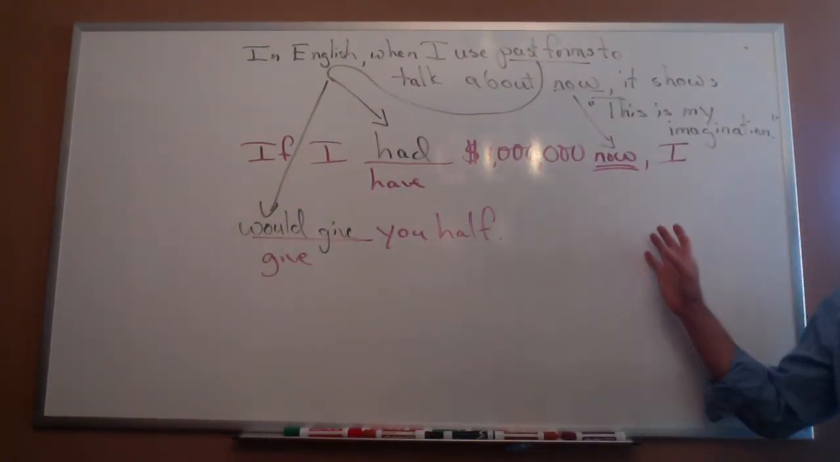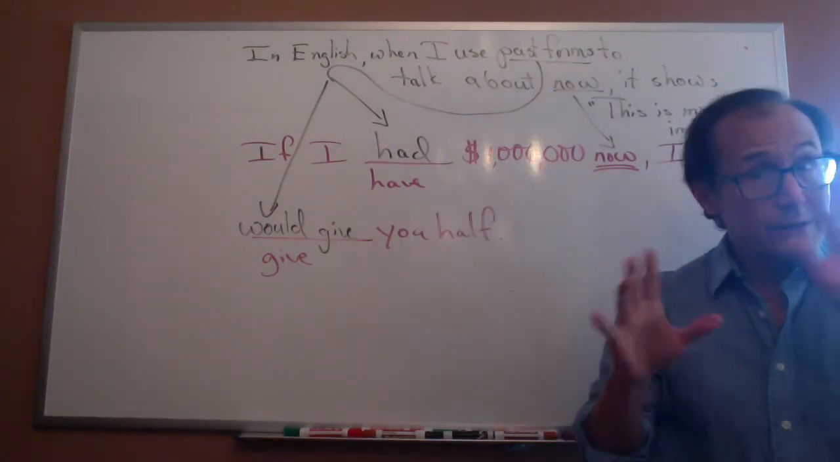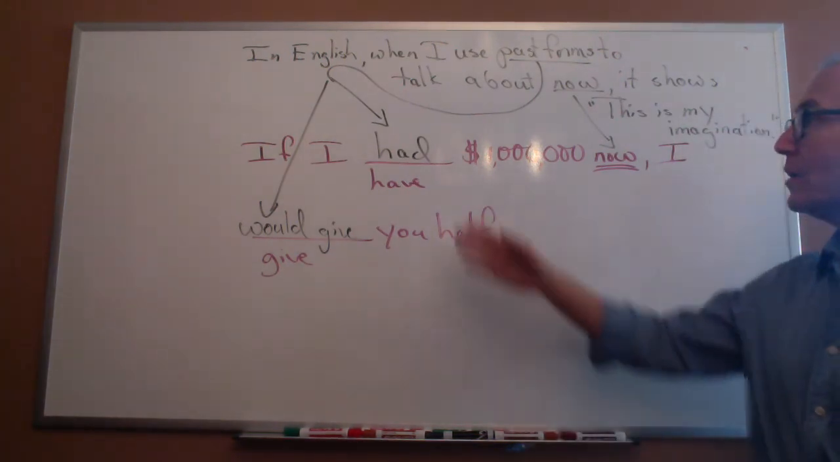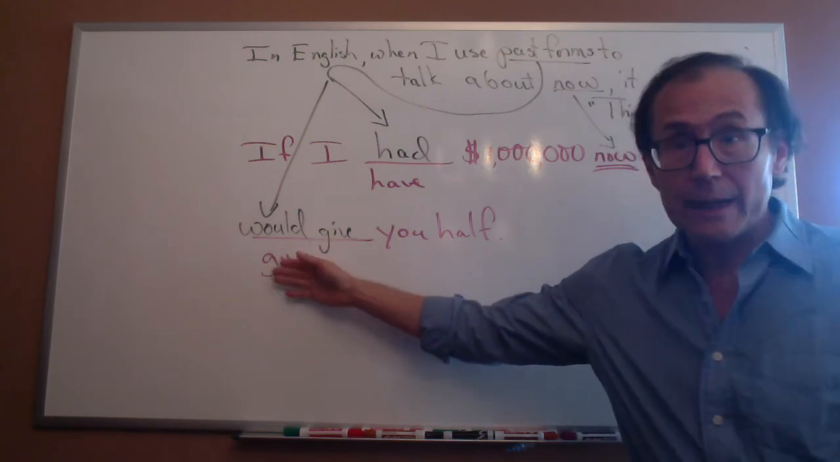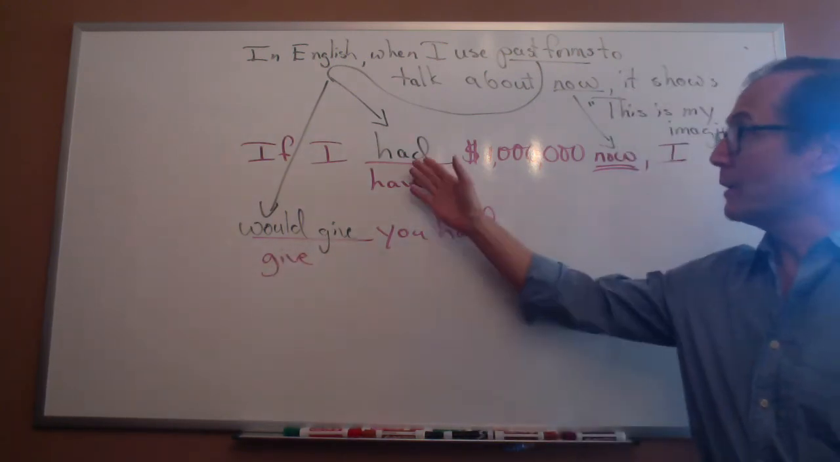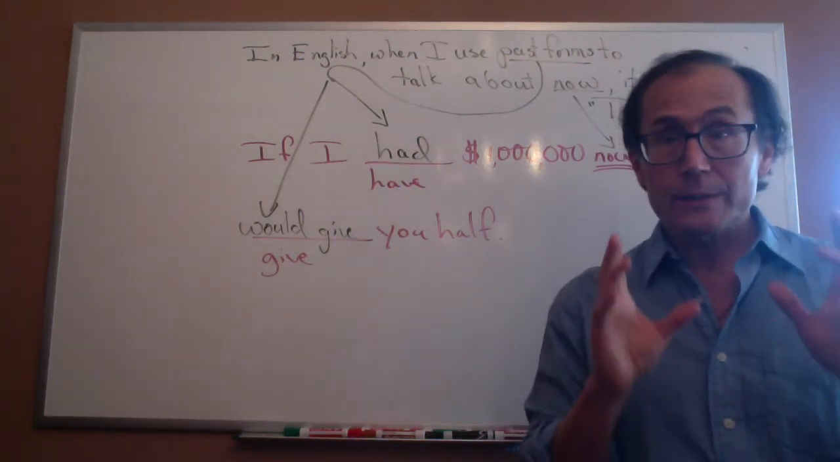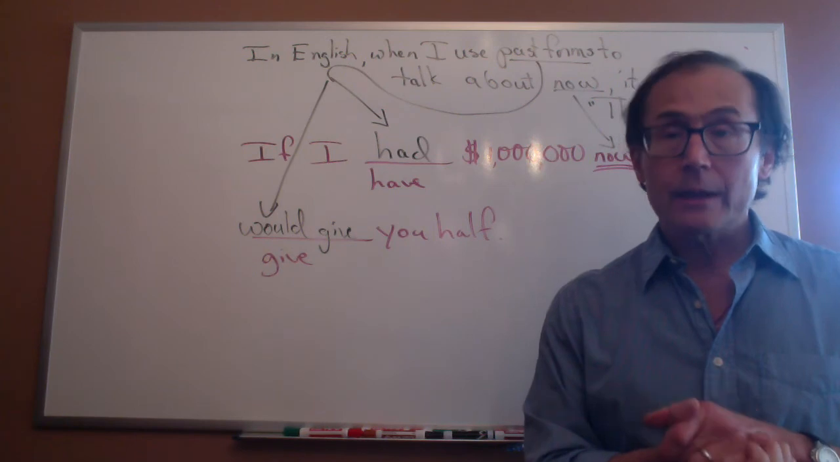Now, you might notice, or you might be thinking, okay, I kind of get that. I'm using a past form to talk about now, but why do I use simple past here? Why do I use would, past of will here? Why is this simple past? Why is this would? That's what we're going to be studying in chapter 20.